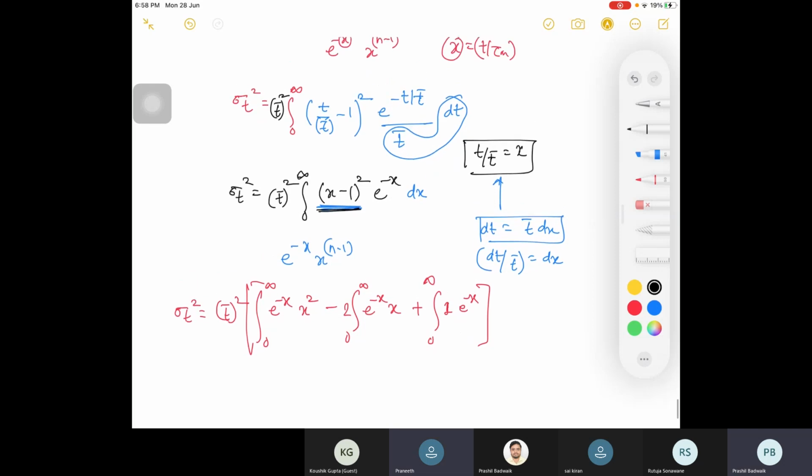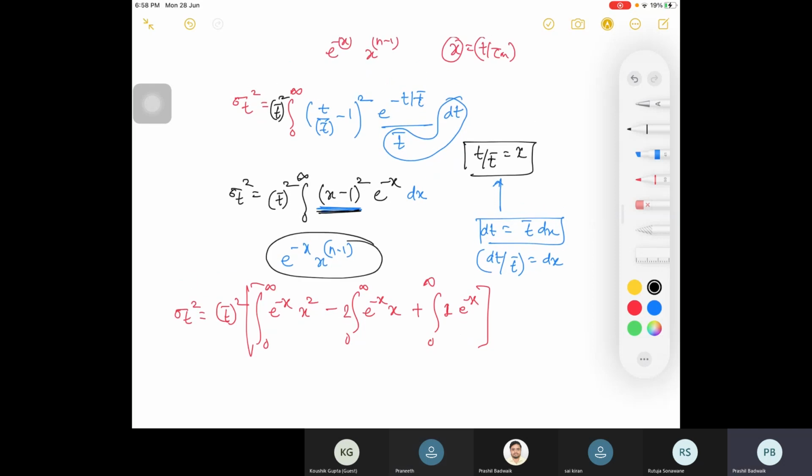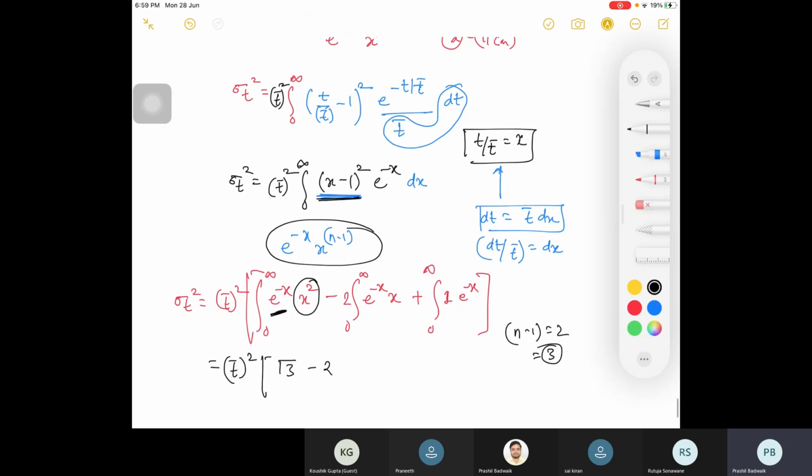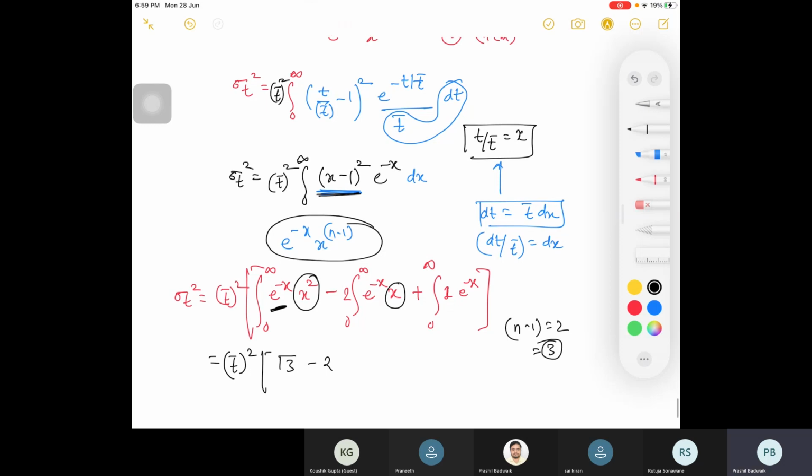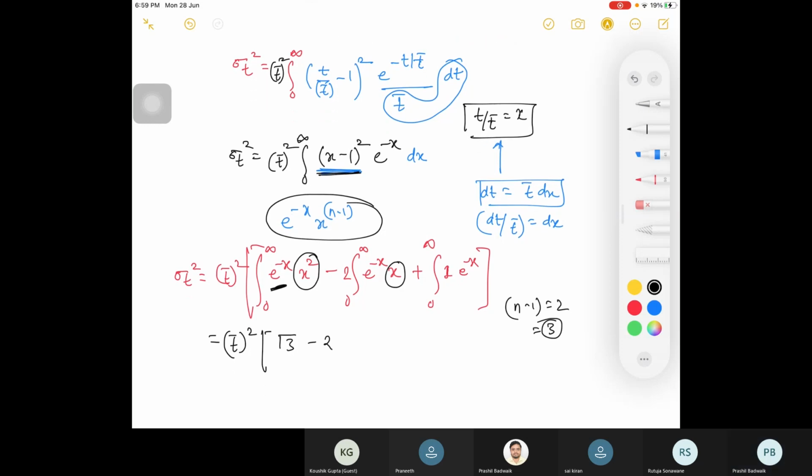Now can you guys compare this with your standard one? This is your t mean square, right? E power minus x, x to the power n minus 1. So your n minus 1 is 2, gamma n. Yes, n minus 1 is 2, so you will get n is equal to 3. So this is gamma 3 minus 2 into... what is your n minus 1 here? You compare with this: n minus 1 is equal to 1, so n is equal to 2. So you will get gamma 2.